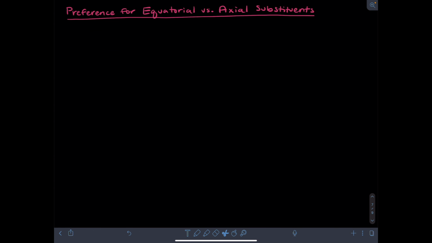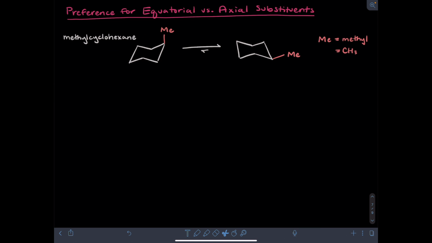In general, there's a preference for substituents other than hydrogens to occupy an equatorial rather than an axial site. I'll delve into why this is the case for methyl cyclohexane. Here I've drawn the two chair conformations of methyl cyclohexane. You can use Me to stand for your methyl CH3 group. In one of these chair conformations, the methyl group is axial, and in the other one, it is equatorial.